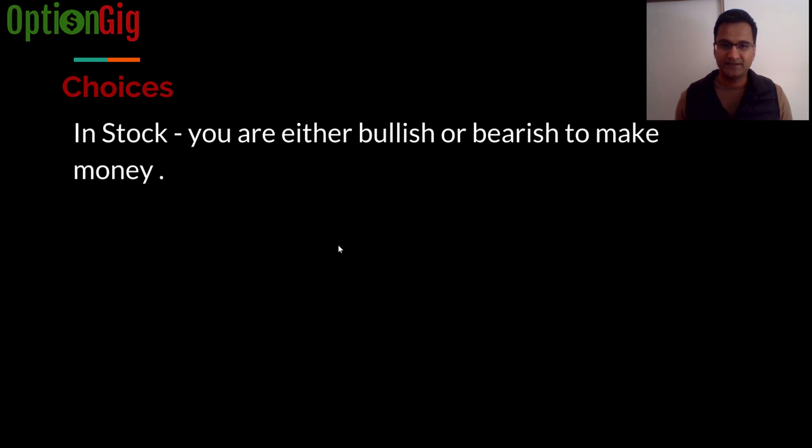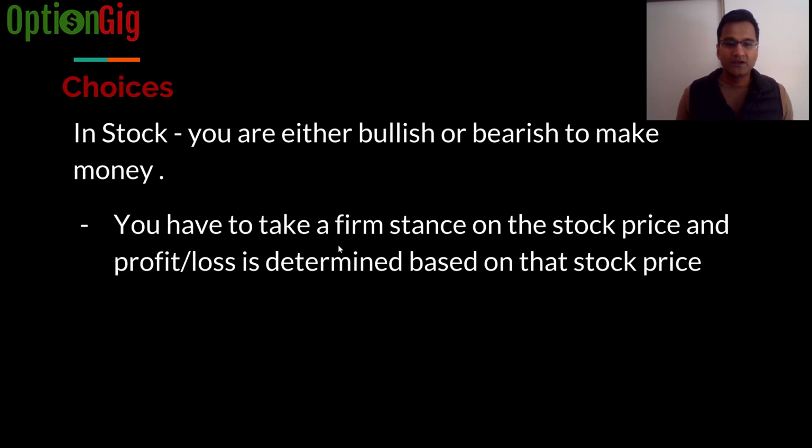First, choices. In stock, you have only two choices. Or rather, I would say you have only one choice when you're actually executing a trade. You can either be bullish on a stock or you are bearish on a stock. And those are the only two ways you can make money. So you have to take a firm stance on the stock price, and your profit or loss is determined based on that particular stock price.